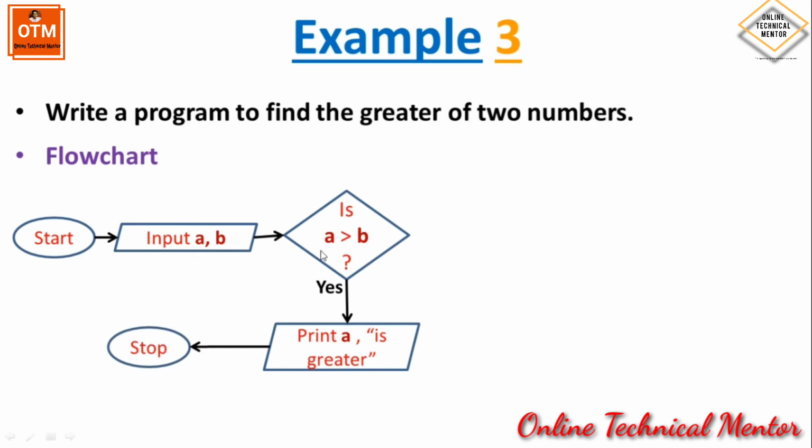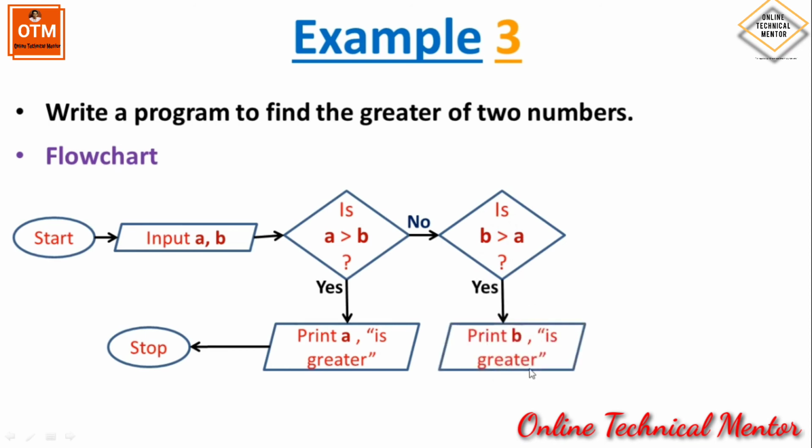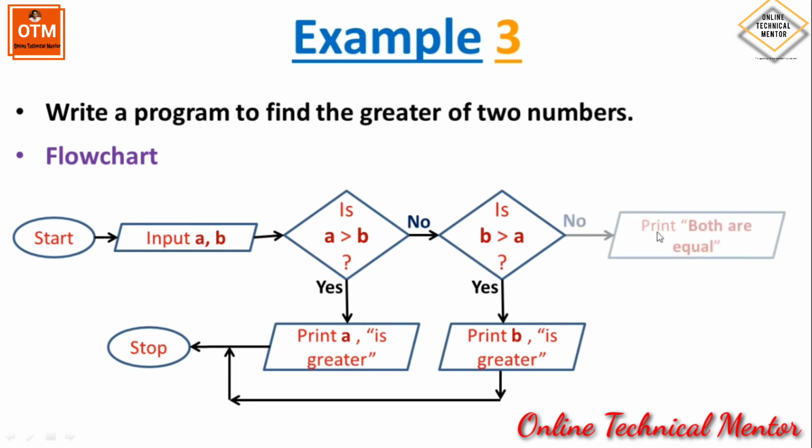Now if the condition a greater than b becomes false, then the control will be moved to the no part. It will then check whether b is greater than a or not. If this condition is satisfied, it will print b is greater. Then it will move to the end of the program. Now again, if the condition b greater than a becomes false, the control will be moved to the no part, and then it will print both are equal. If neither a greater than b nor b greater than a, it is automatically understood that both variables contain the same value and they are equal, and then stop.